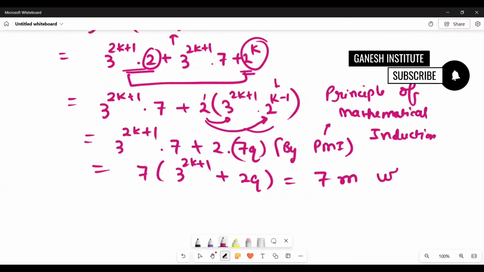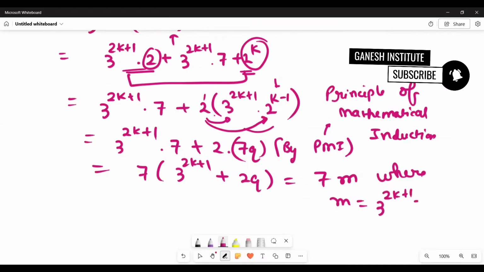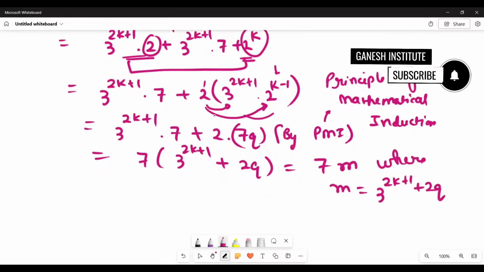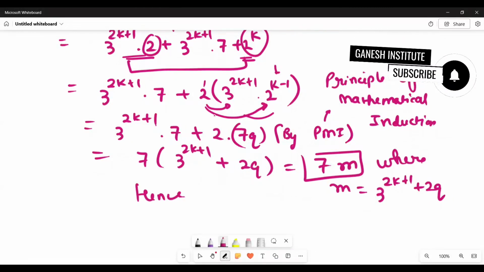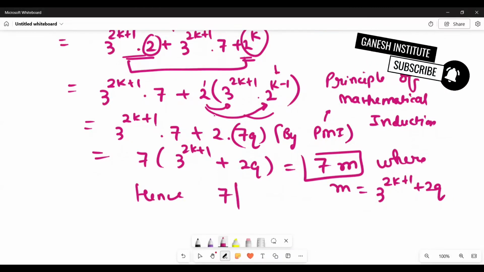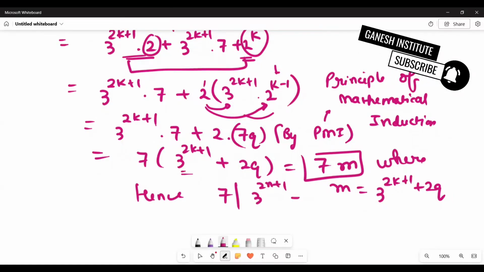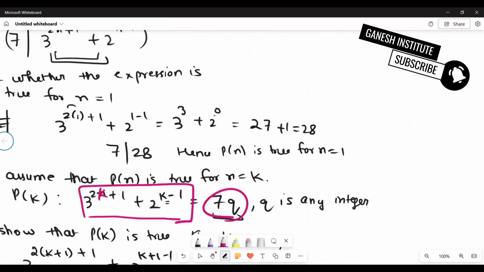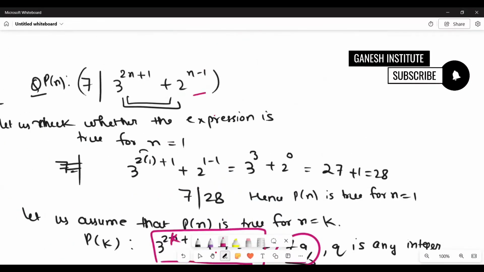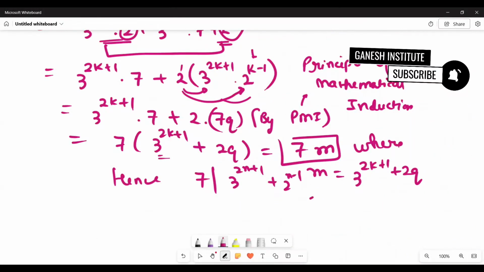So this is 7m, where you will write that m is 3 raised to power 2k plus 1 plus 2q. So this is 7m. Hence, 7 divides 3 raised to power 2n plus 1 plus 2 raised to power n minus 1. Is this fine? Yeah.